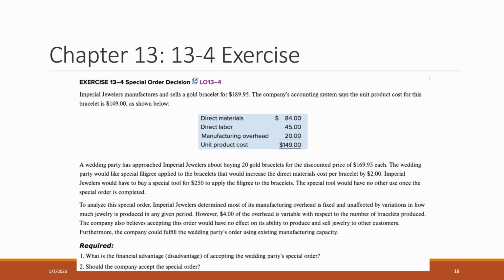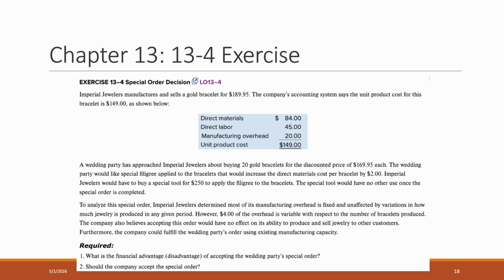So we'll move forward with 13-4. 13-4 exercise: Imperial Jewelers manufactures and sells a gold bracelet for $189.95. The company's accounting system says that the unit product cost for this bracelet is $149 even, as shown below. Direct materials $84, direct labor of $45, and manufacturing overhead of $20, making our unit product cost $149.